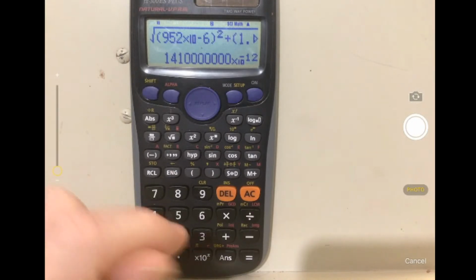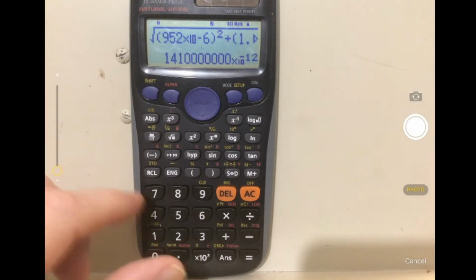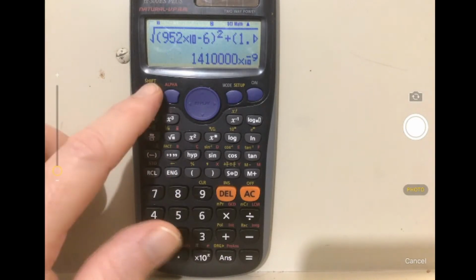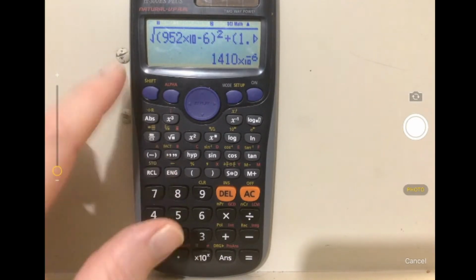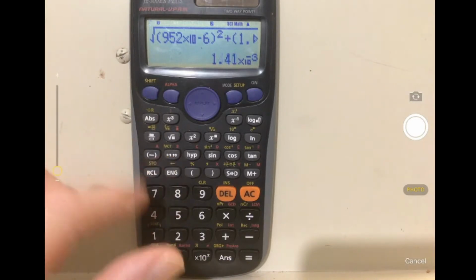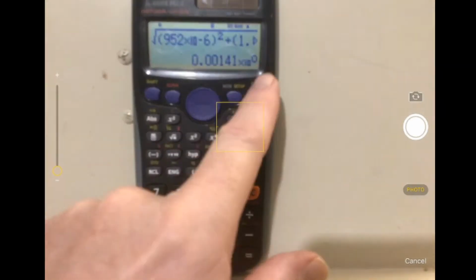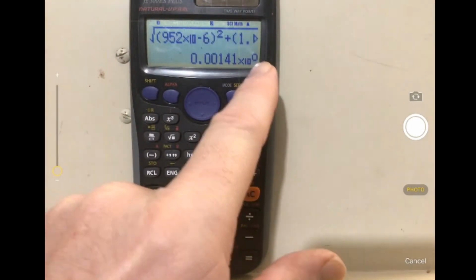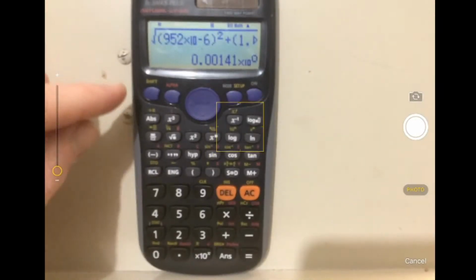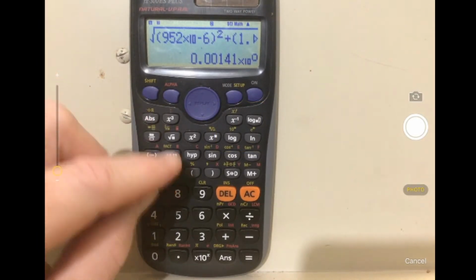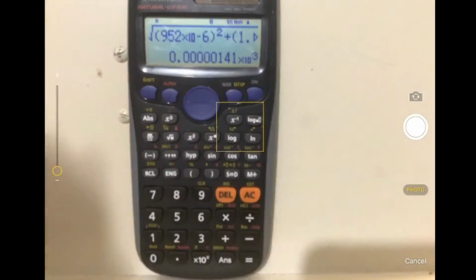If you want to go the other way, you hit the shift first. Shift, ENG. Shift, ENG. Shift, ENG. And you can go as far as you want. Shift, ENG. So 10 to the 0 means no prefix, right? Because remember, 10 to the 0 means don't move the decimal. No prefix. It would just be regular ohms. But let me go again. Shift, ENG. Now I've got 10 to the 3, and that's kilo.